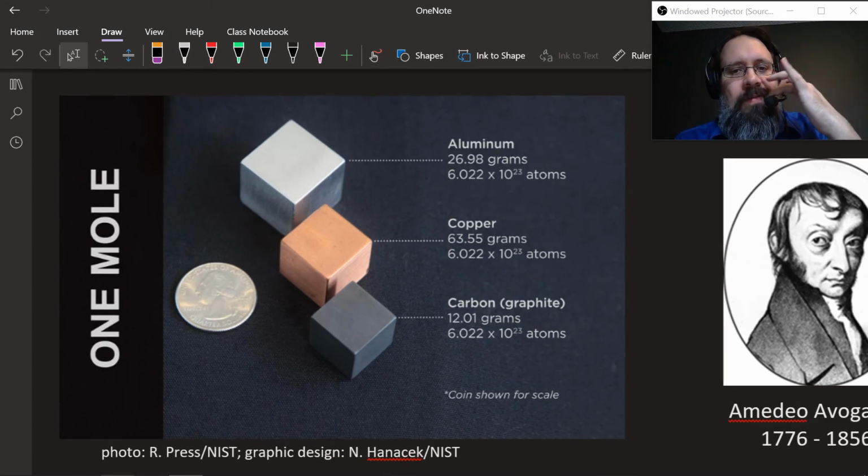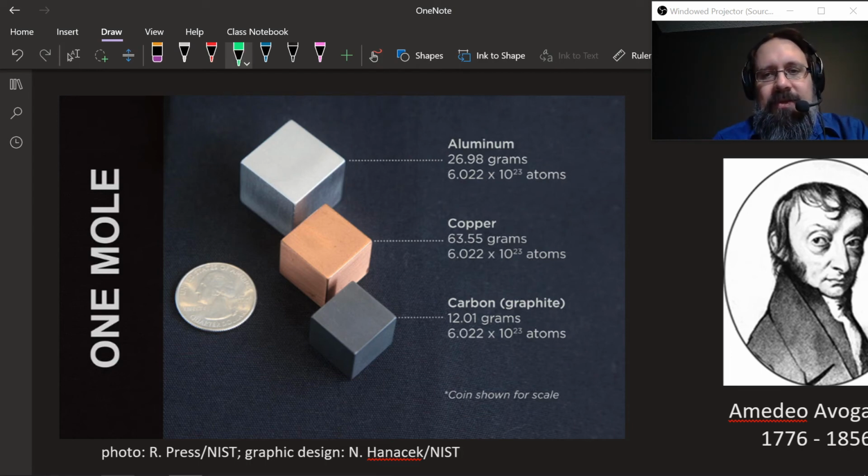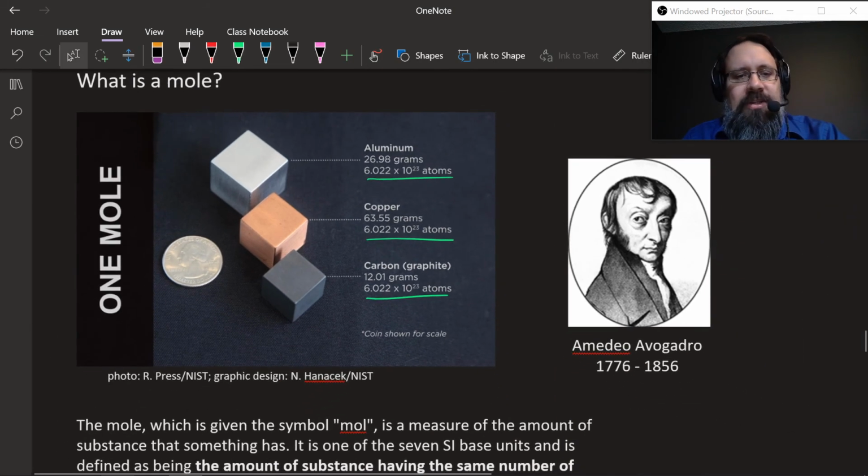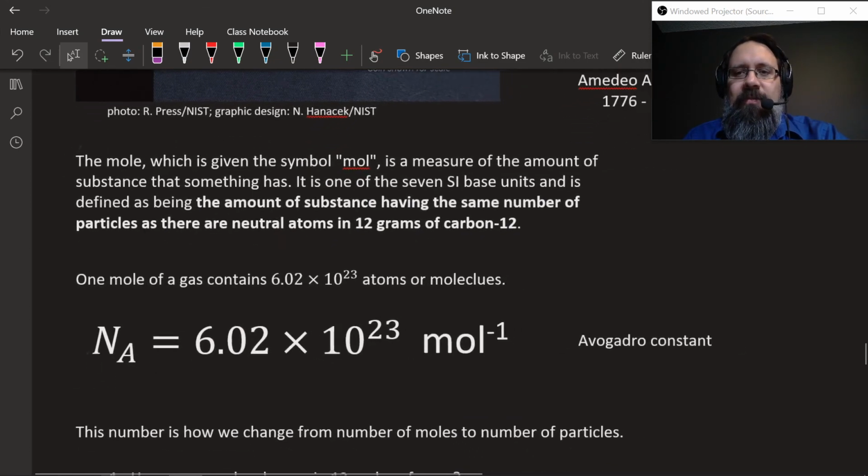Here's what a mole looks like. If you have 1 mole of aluminum, copper, carbon, just the coin is there for scale. But you can see that it's that many, 6.02 times 10 to the 23rd. That's just the number. And it just turns out that 26.98 grams of aluminum has the same number of atoms as 63.55 grams of copper. Copper is just more dense, so it takes up less space. So a mole is just a number, guys. That's all it is.